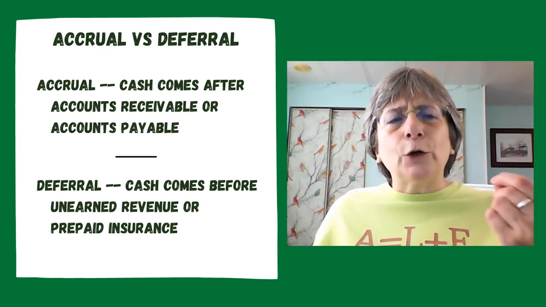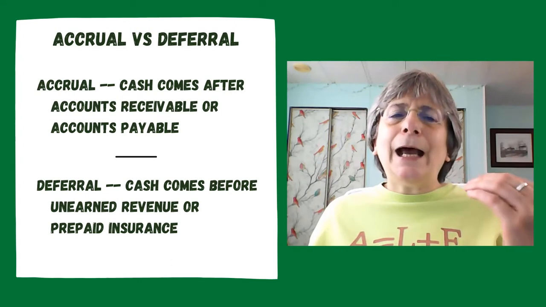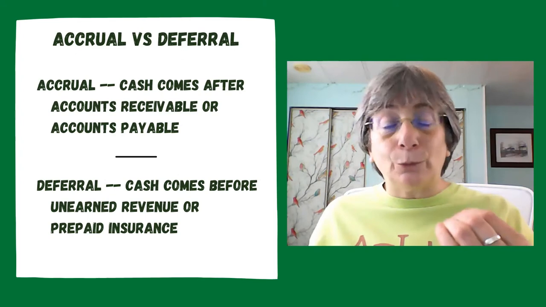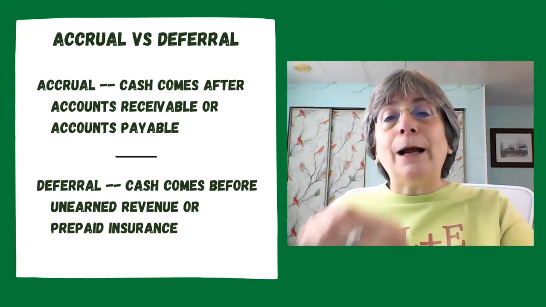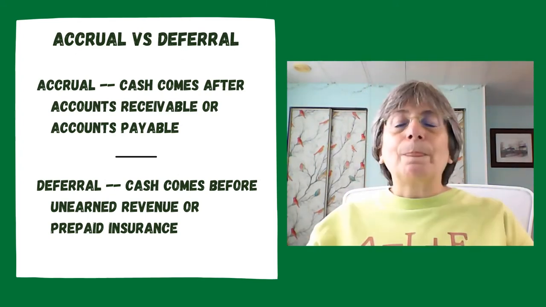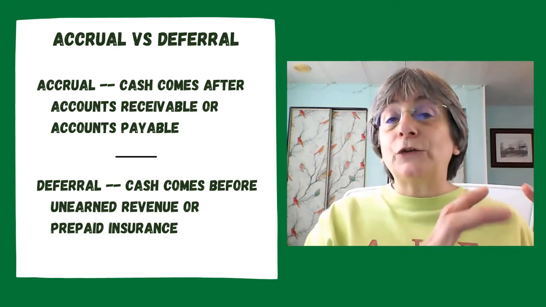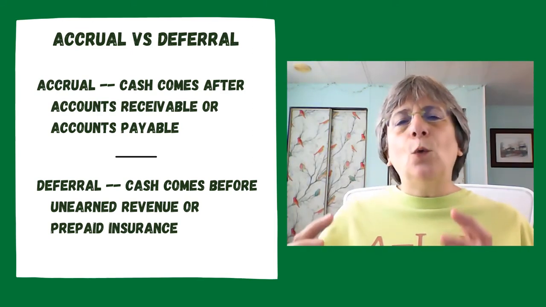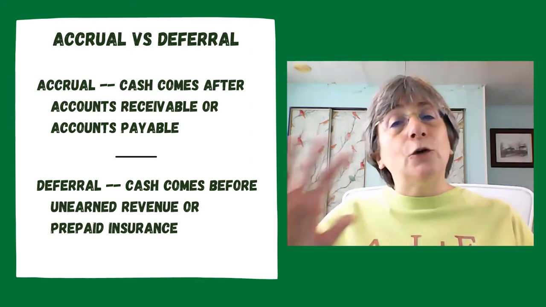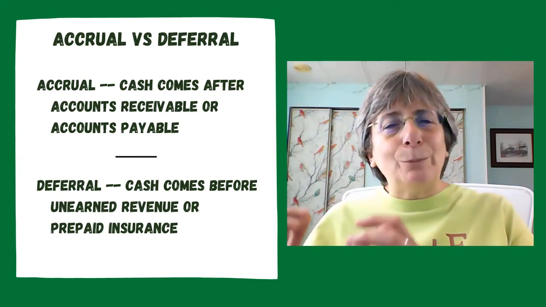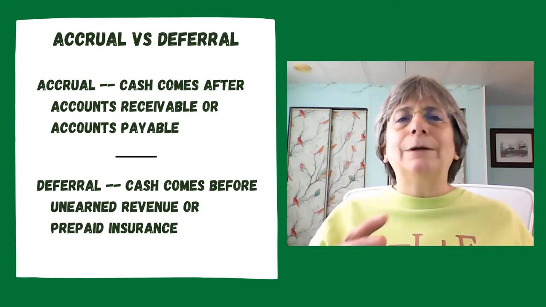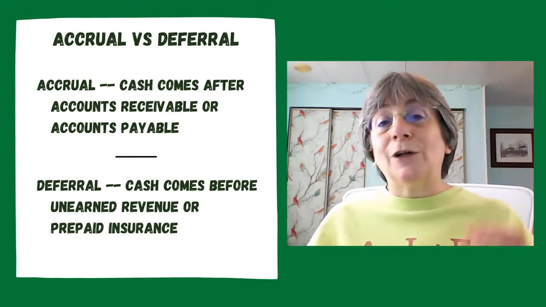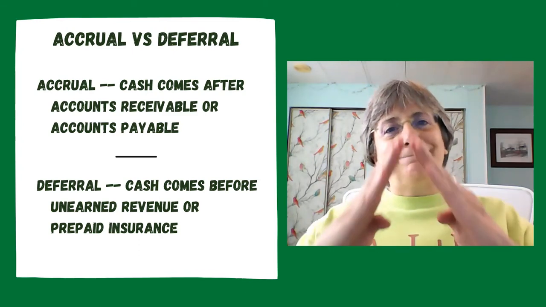So in accounting, an accrual means that cash comes after the transaction. So you sell to a customer on account, or you buy from a supplier on account. So you sell the thing to your customer, but you haven't gotten the cash yet, right? So it's an accounts receivable. Or you buy something from your vendor and you're going to pay later. So an accounts payable. So an accrual means that cash comes after. And you can remember that because accrual and after both start with an A.